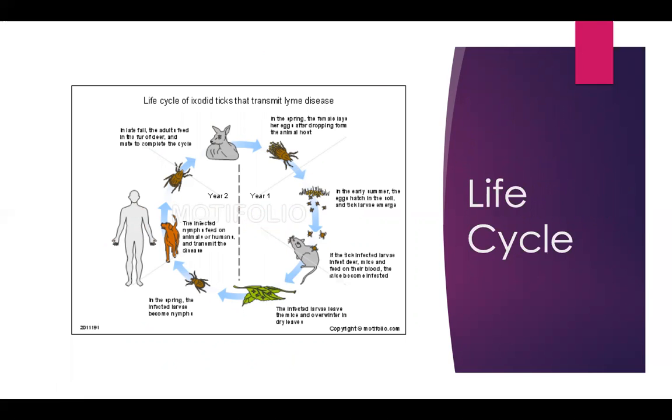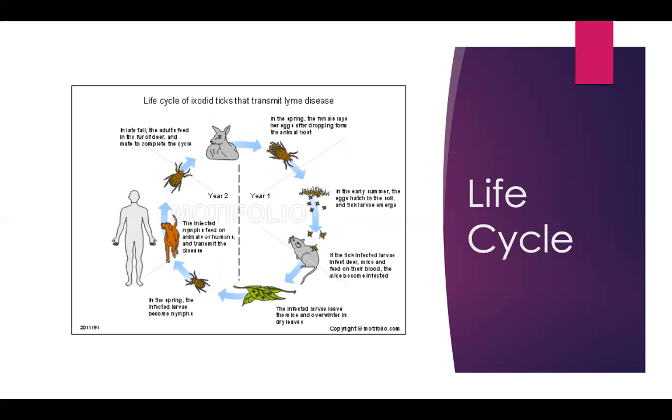What happens is that in the spring, the female lays her eggs after dropping from the animal host. This is year one. In the early summer, these eggs hatch and the tick larvae emerge. These larvae infect the deer and mice and feed on their blood, and these mice become infected. Now, all the infected larvae leave the mice and overwinter in the dry leaves.